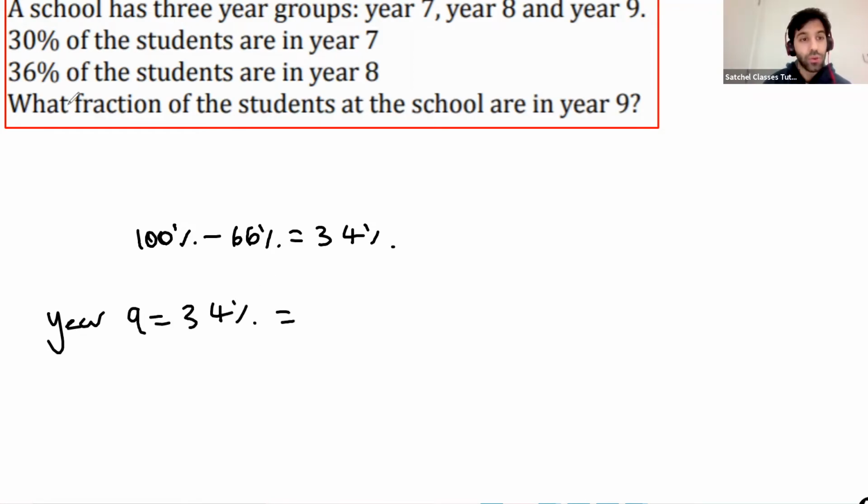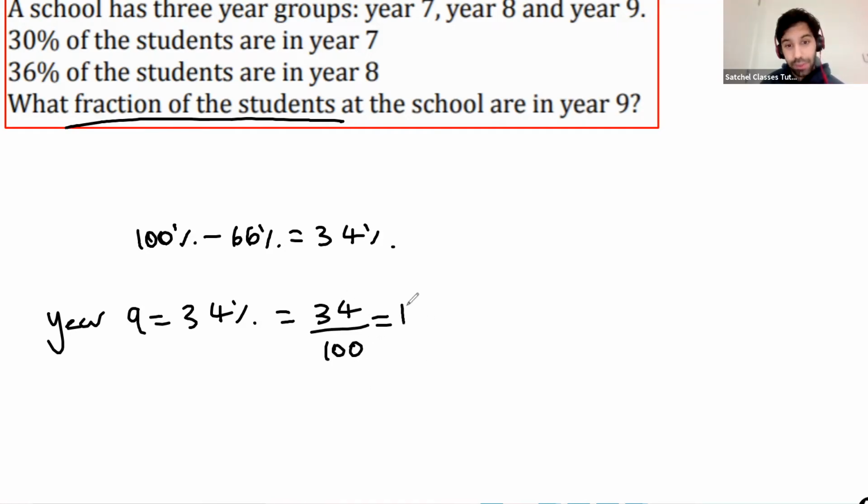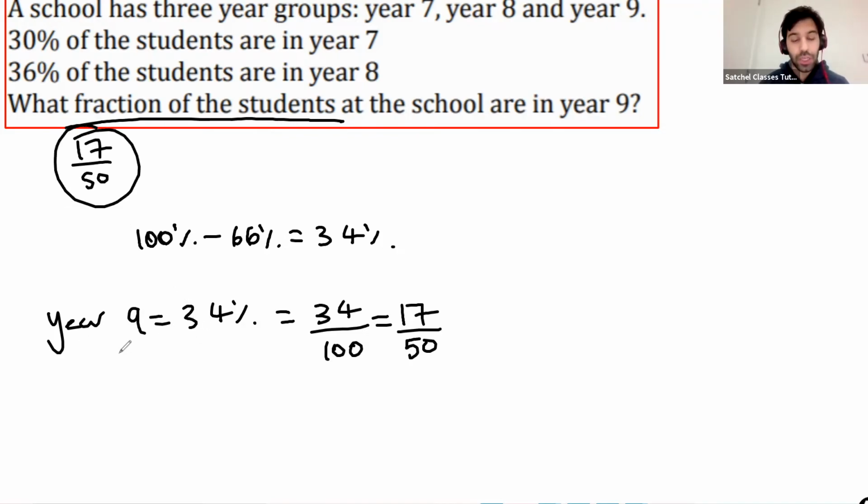Now the question tells us what fraction of the students in the school are in year 9. So we need to convert 34% into a fraction. So that's going to be 34 over 100, which will simplify to 17 over 50. So the answer is 17 over 50 of the students are in year 9. That's the fraction of students in year 9. All right, and moving on.